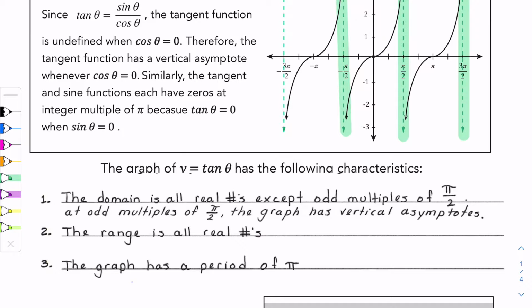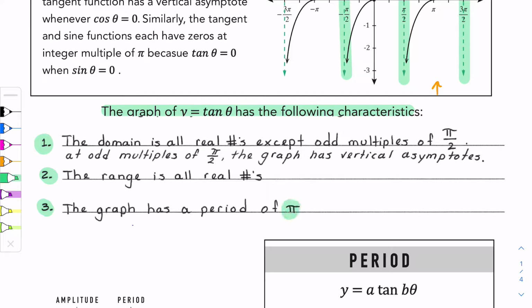The graph of tangent of theta has the following characteristics. The first one: the domain is all real numbers except odd multiples of pi over 2. That's because the odd multiples of pi over 2 are where the vertical asymptotes are, as we pointed out here. The second characteristic says that the range is all real numbers. And the third characteristic says that the graph has a period of pi, meaning it takes the length of pi to create one full cycle.